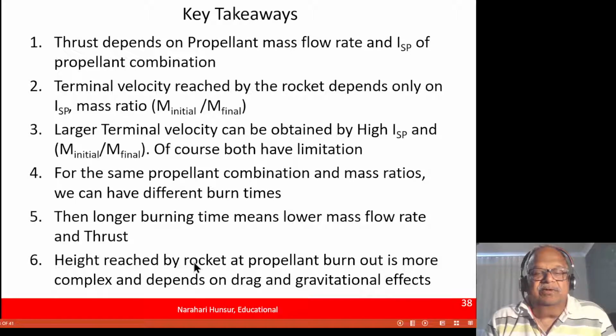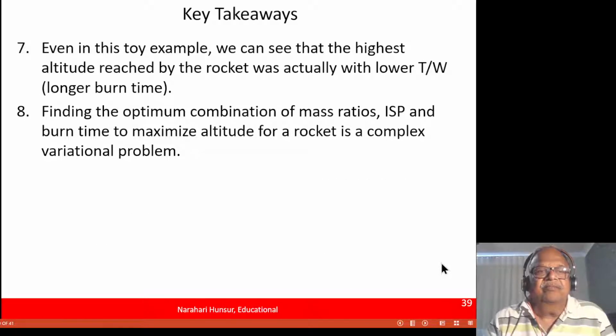The height reached by the rocket at propellant burnout is more complex, depends on drag and gravitational effects and a whole lot of other things. Even in this toy example, we can see that the highest altitude reached by the rocket was actually with lower thrust to weight ratio, longer burn time. Finding the optimum combination of mass ratios, ISP, and burn time to maximize altitude for a rocket is a complex variational problem. Maybe we have no time, and that needs a full classroom scenario for me to explain those things.